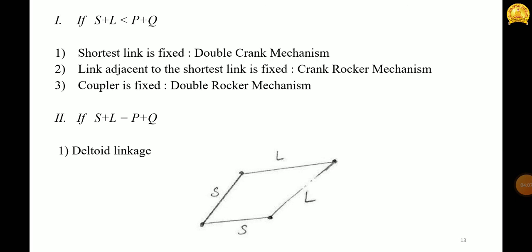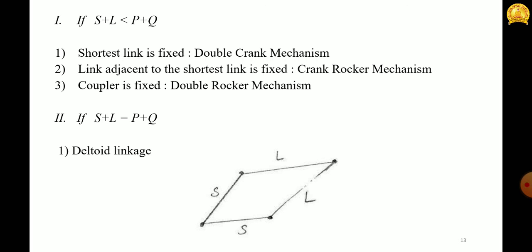Talking about Grashof's law, there are mainly 3 different cases. First one is S plus L less than P plus Q. If the shortest link is fixed, we can obtain a double crank mechanism, and if the link adjacent to the shortest link is fixed, we can obtain a crank rocker mechanism, and if the coupler link is fixed, we can obtain a double rocker mechanism.